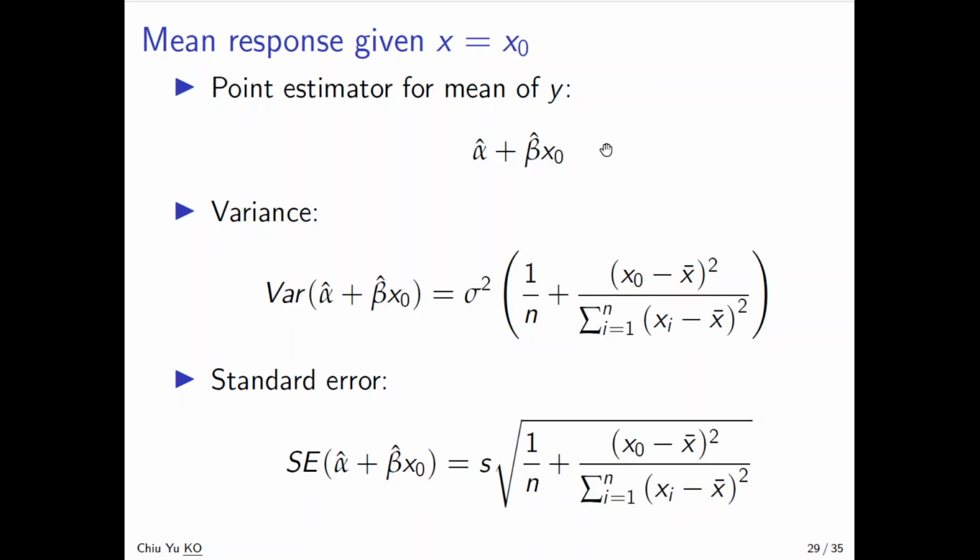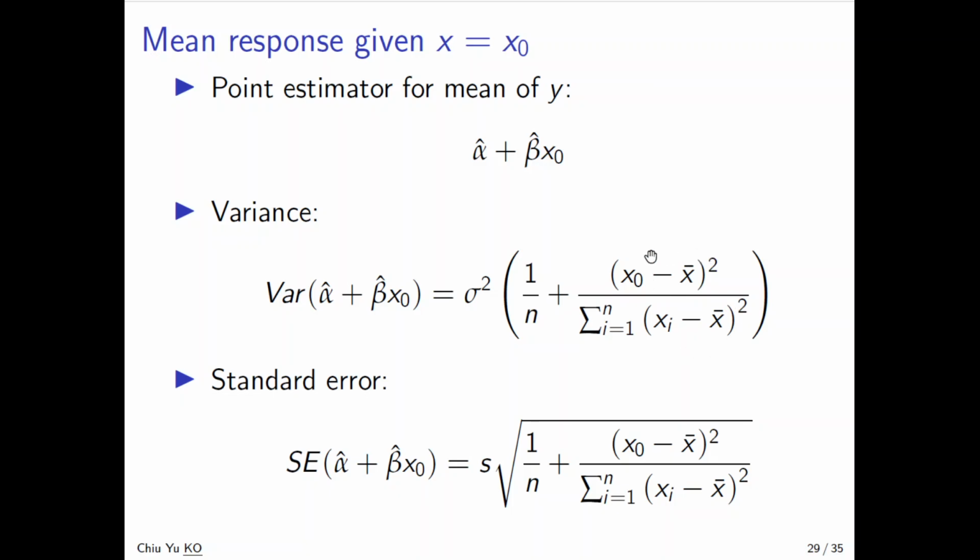That is very simple. Looking at the regression equation, it will be alpha hat plus beta hat times x0. And we will show in the next few slides that the variance of this estimate will be sigma square times 1 over n plus a fraction, x0 minus x bar squared over Sxx.